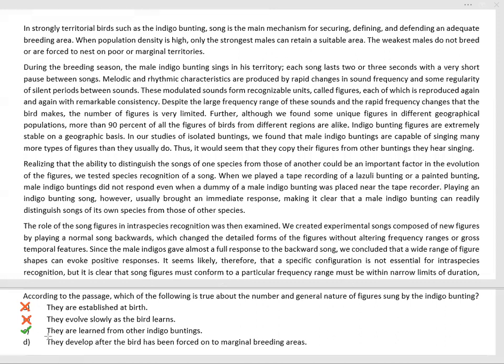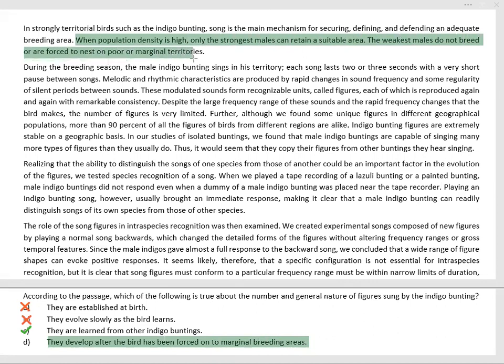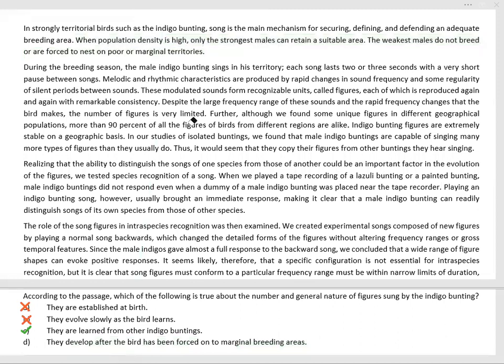Option D says they develop after the bird has been forced onto marginal breeding areas. Again, this is not true. We see marginal breeding areas or marginal territories in the first paragraph. When population density is high, only the strongest males can retain a suitable area. The weakest males do not breed or are forced to nest on poor or marginal territories. This has no connection with the songs, with the figures that we have noticed in the second paragraph. This is a different argument altogether. So D is completely irrelevant. The correct answer is option C.